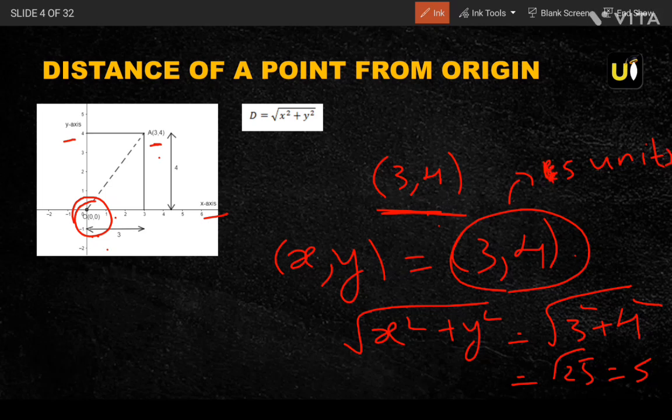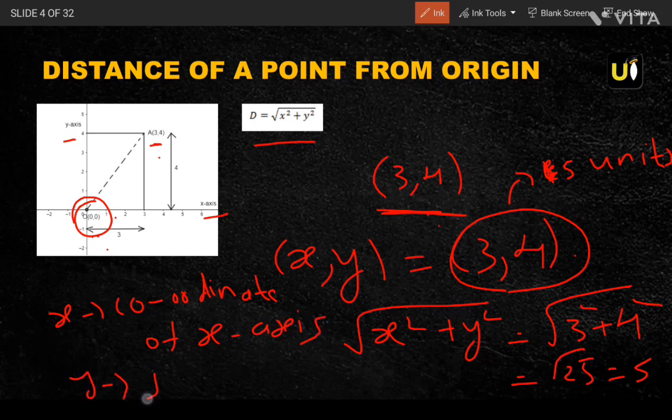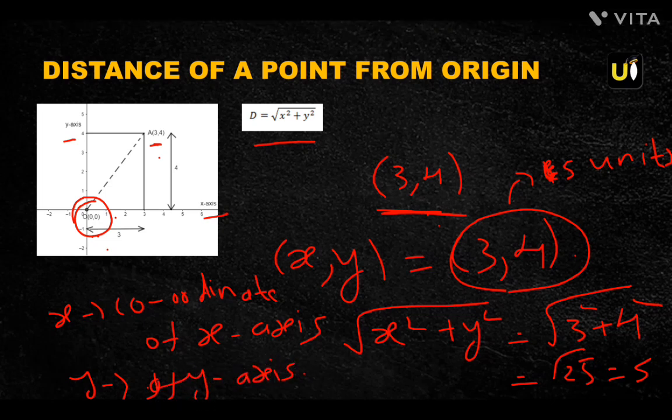So basically the formula for the distance of a point from origin is root over x square plus y square, where x is the coordinate on the x-axis and y is the coordinate on the y-axis. Okay, next.